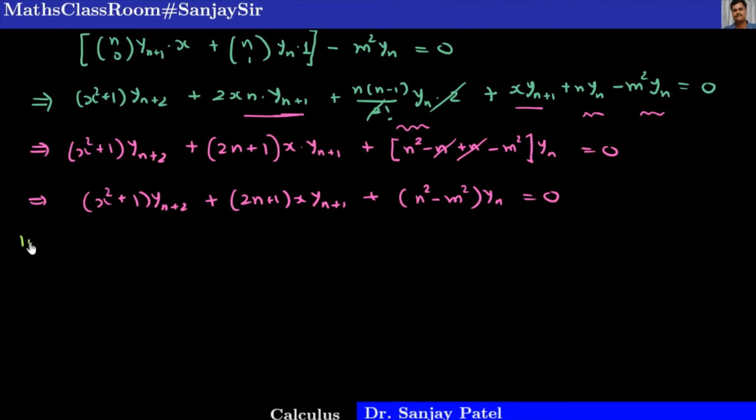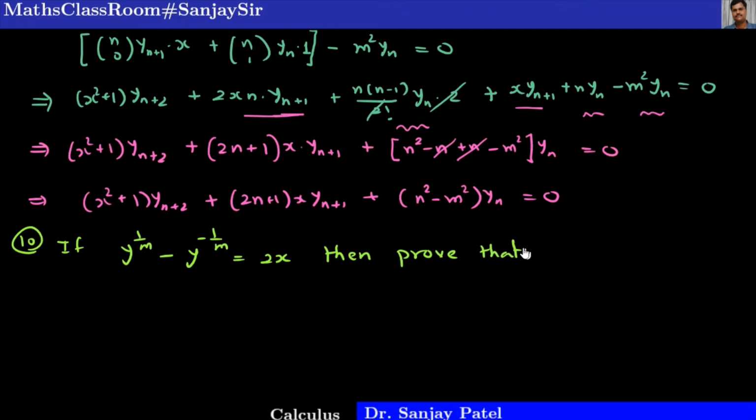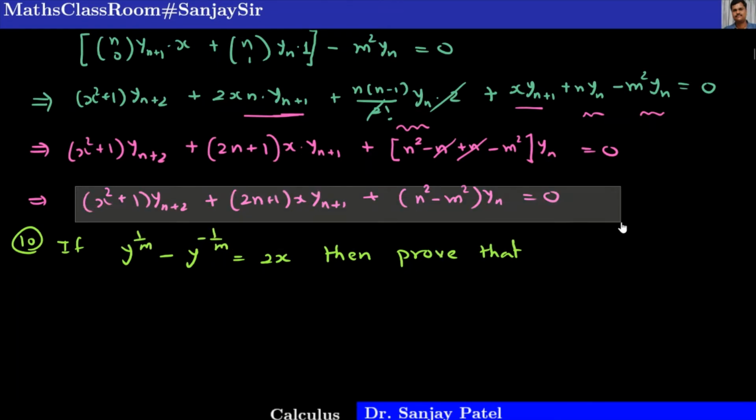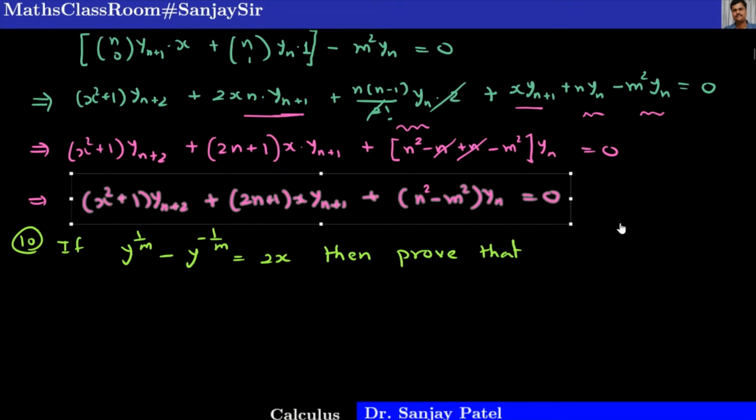This is problem number 10. If y raised to 1 upon m minus y raised to minus 1 upon m is equal to 2x, then prove that we'll get the same result as in the previous problem. So let us copy this.